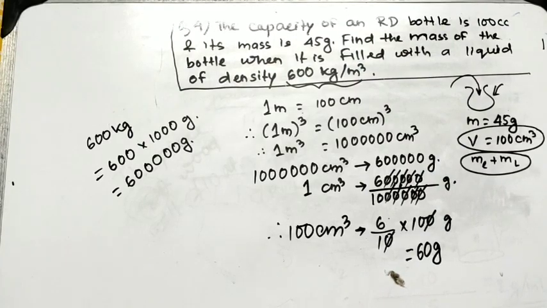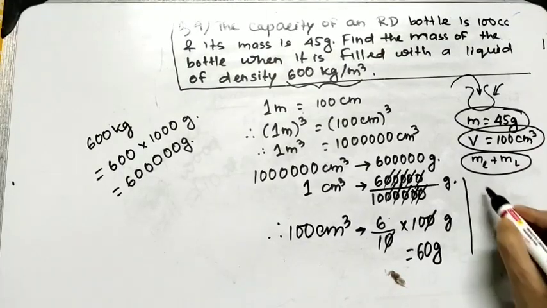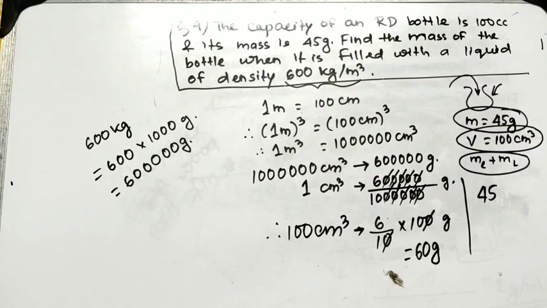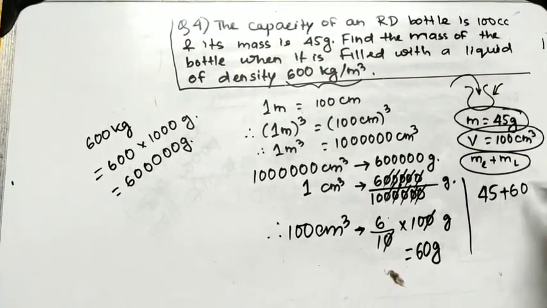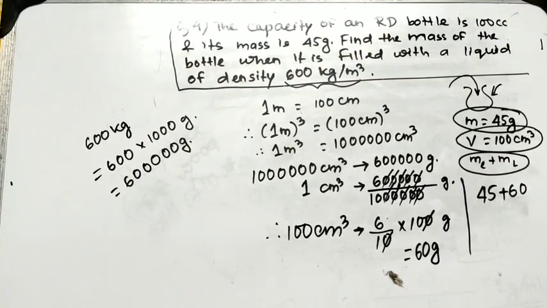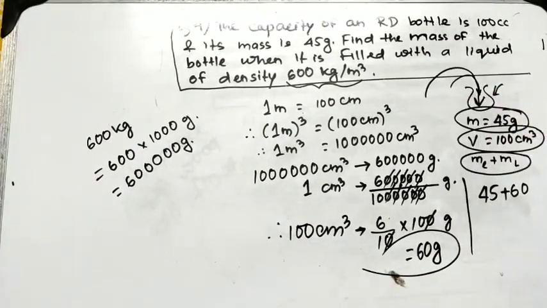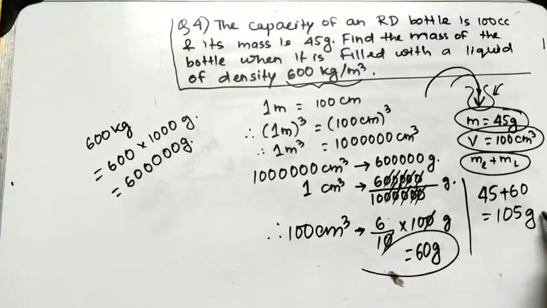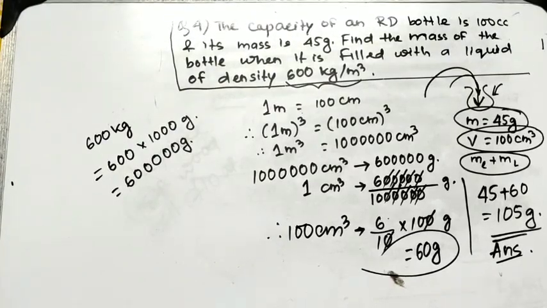Now the mass of the relative density bottle is 45 gram, and the mass it can contain is 60 gram. So plus 60, right? So what will be the total mass when this liquid is poured into the relative density bottle? We have 60 plus 45, that means 105 gram. Now this is your final answer. I hope you have understood.